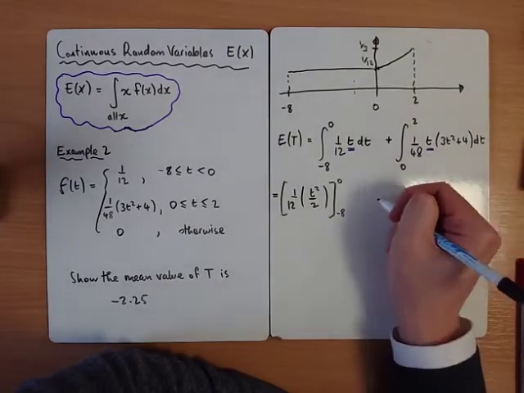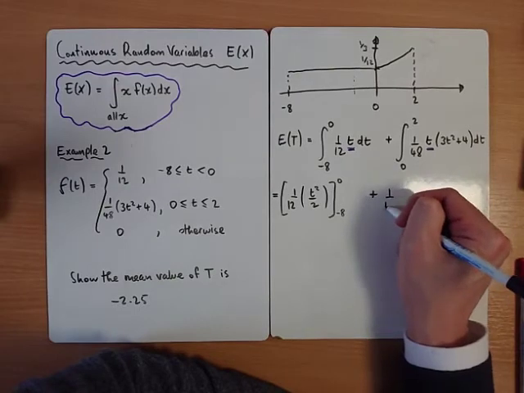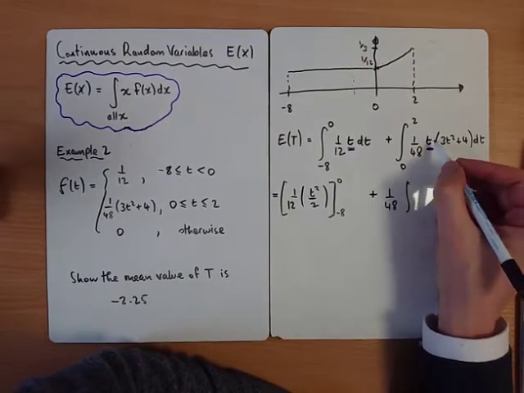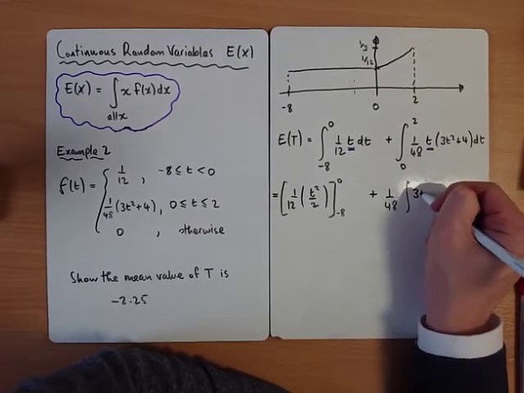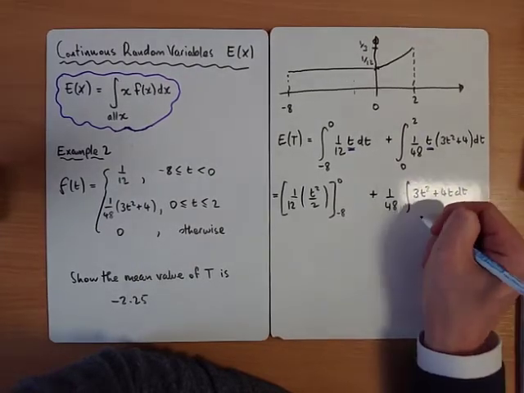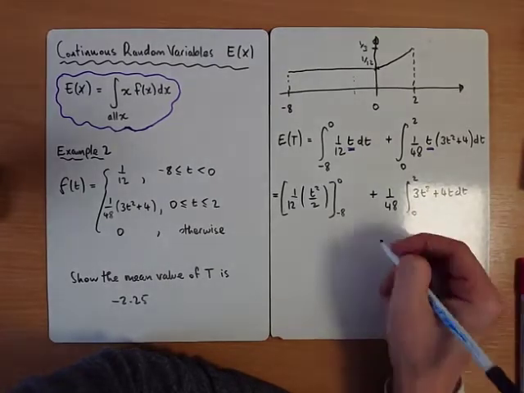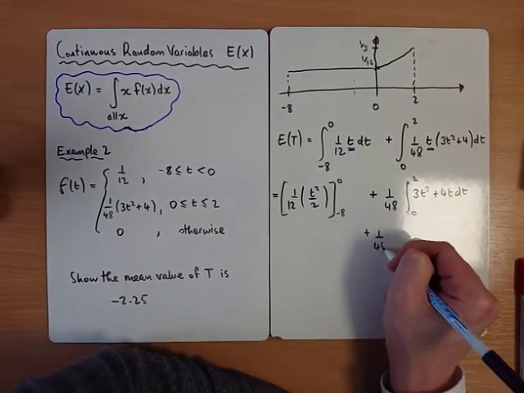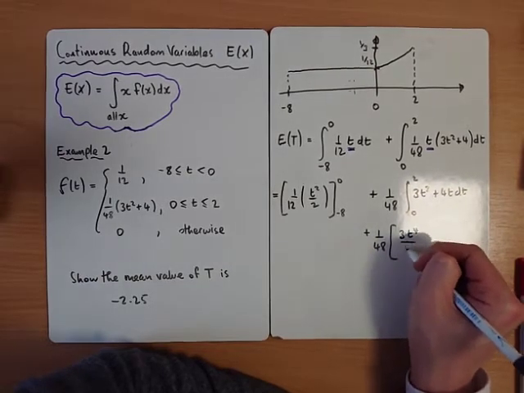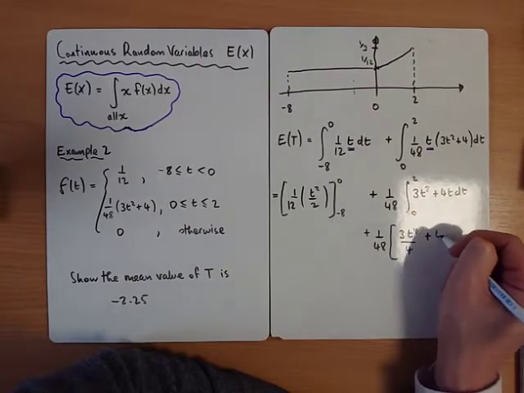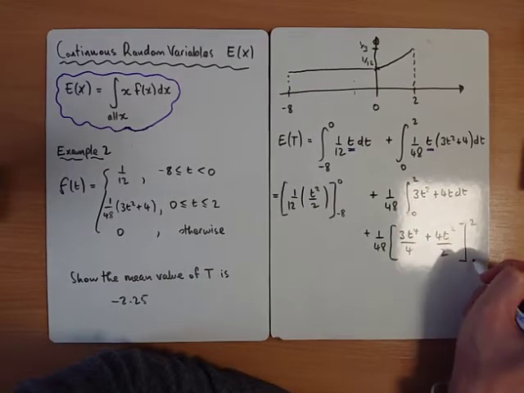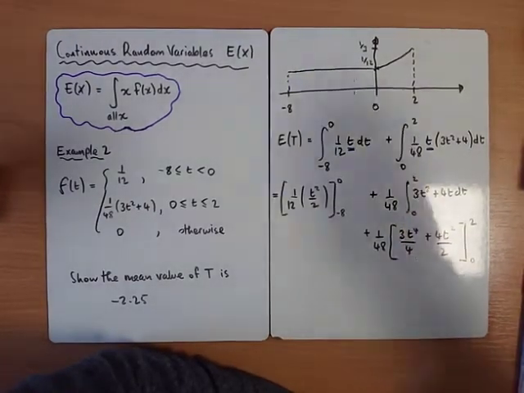Thinking about this one, I'm going to take the 1/48 outside. Don't do too much at once here. This would be worth quite a lot of marks, this question. Before I integrate, let's just get index form. So that would be 3t cubed plus 4t. Limit 0 and 2. Add 1 to the power. Divide by the new power. Okay. You guys will see that.